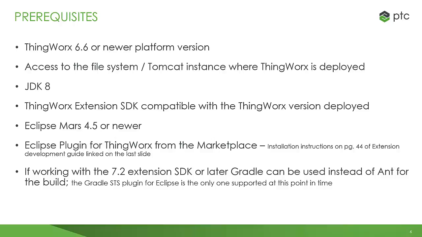You will also need a downloaded copy of the ThingWorx Extension SDK package that has the same or an earlier version number of the ThingWorx version you are developing for. Always test your extension on different versions of ThingWorx if you are not targeting a specific version. Eclipse Mars 4.5 or later is needed, the Eclipse plugin for ThingWorx from the ThingWorx Marketplace, and you may potentially need the Gradle STS plugin for Eclipse as versions of ThingWorx after 7.2 support building projects with Gradle or Ant. Gradle STS is the only plugin supported at this time with ThingWorx. If you are building with Ant, you do not need to worry about installing the Gradle plugin. The build option is selected upon initially creating the project.